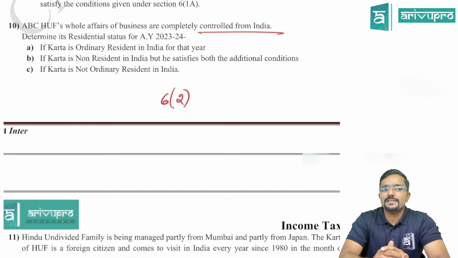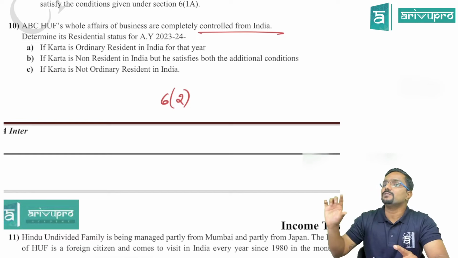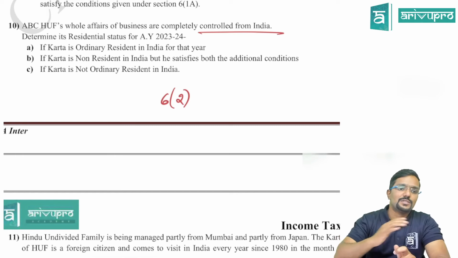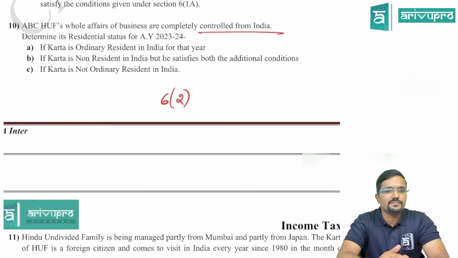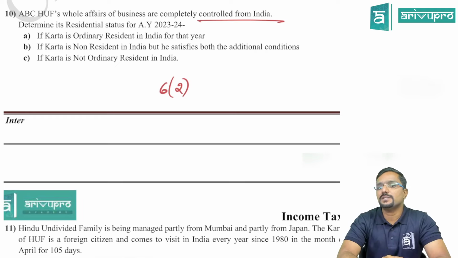So in this case, Karta is non-resident, but still HUF would become ordinary resident. So while deciding the residential status of HUF, residential status of Karta is not important. What is important for us is whether he is satisfying both the conditions given under section 6.6 or not. That's all. Last one, C. If Karta is not ordinary resident, what do you understand from this? He has not satisfied both the conditions given under section 6.6.